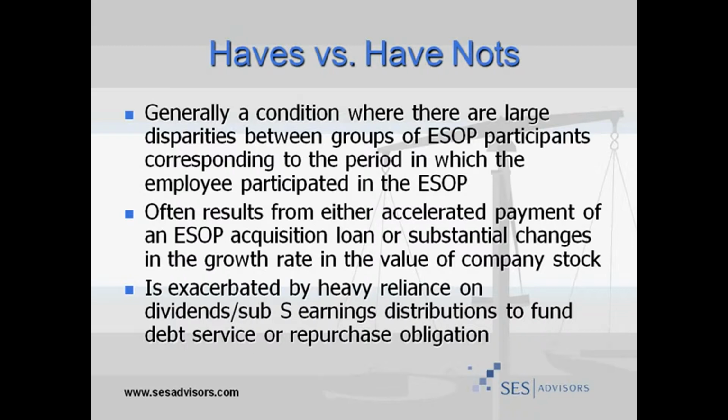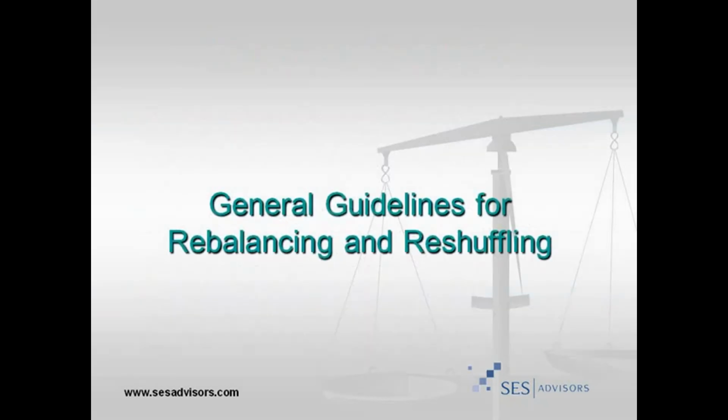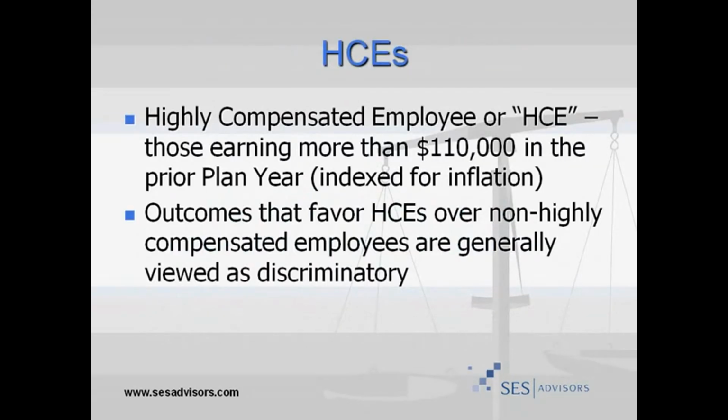The next definition that we're going to go over is HCEs. I'm sure that everybody knows what an HCE is, but just in case you don't, it's participants earning more than $110,000 in the prior year. That amount's indexed every year. You have to make sure on many, many levels that the plan does not discriminate in their favor. I think probably everybody is familiar with that term, but if not, we're happy to discuss that with you later.